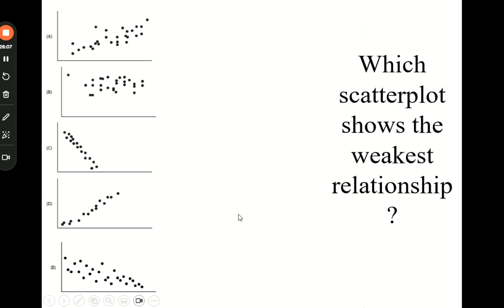Which one of these shows the weakest relationship? The answer is that's the weakest. These are pretty strong. That's the weakest.